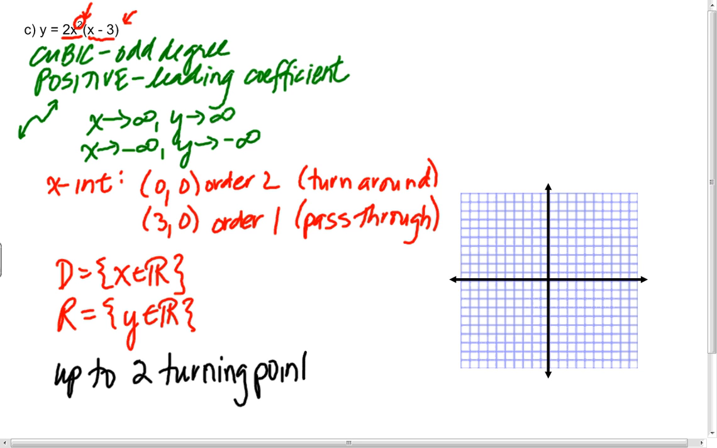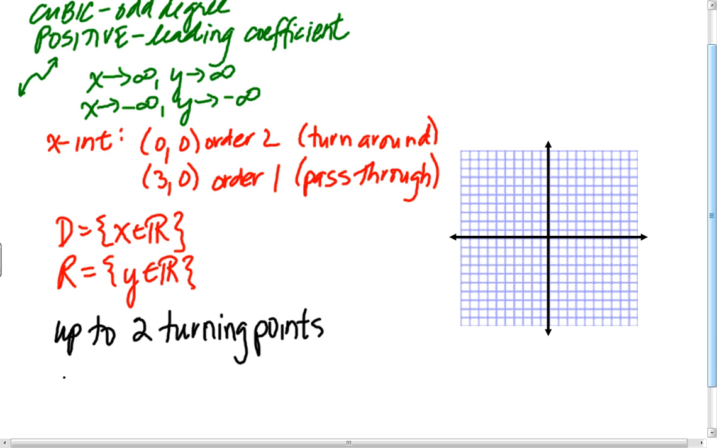I think that exhausts our possibilities, except for even and odd. It's not going to be an even function because it's a cubic. It won't balance around the y-line. It could be an odd. Let's have a look for a second. If it is an odd, not odd degree, but odd function, that's when it's symmetric about the origin.